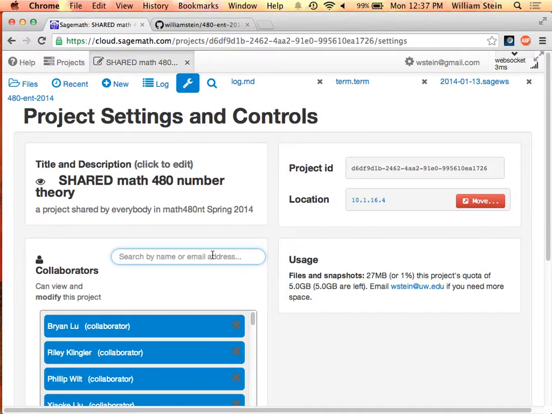Question: do we do the homework on the shared project or just copy the homework? No. At some point in the near future, I'm going to make it so that the homework magically appears in your project, but temporarily you'll have to copy the homework over, and I'll show you how to do that in a second. Don't do it in the shared project, because then it would be like everybody in the class doing it together at once, which probably wouldn't be good.